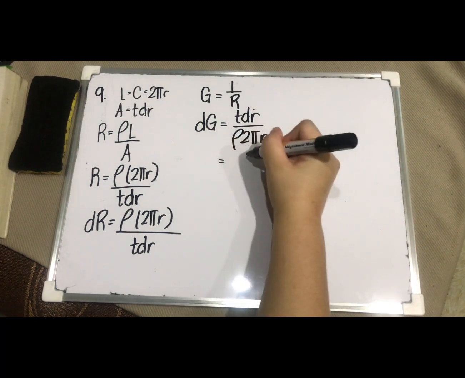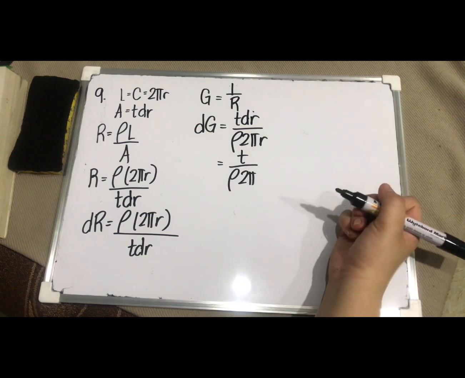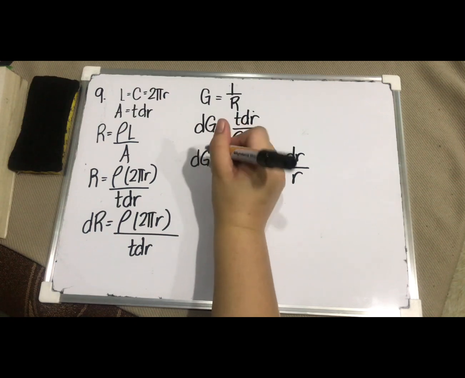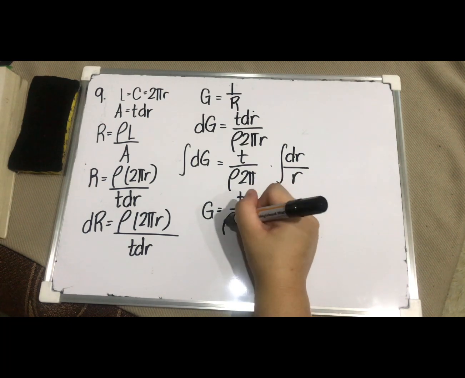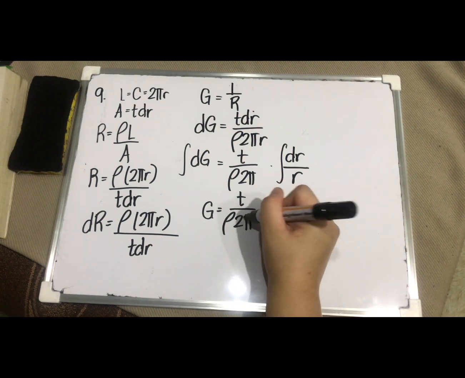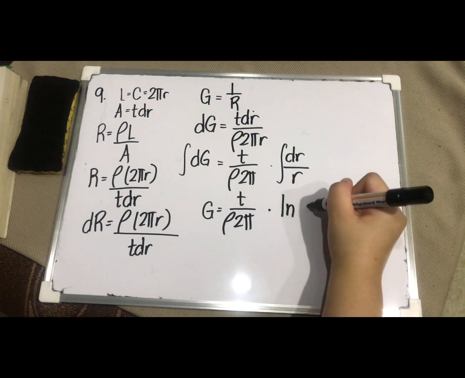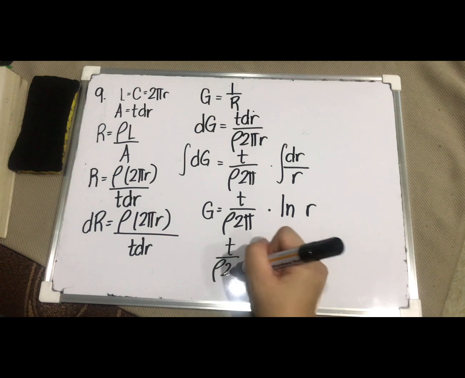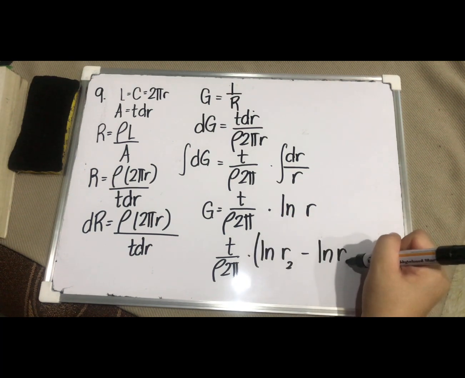So, una, i-extract muna natin yung lahat ng constant. So, matitira dito ay dr over r. And this is dG. Pag in-integrate natin yan, magiging G natin ay T over specific resistance times 2 pi and integral ng dr over r. So, yun nga, ang integral ng dr over r ay ln of r. So, since meron tayong upper and lower limit, ang integral nito ay magiging T over rho 2 pi times ln r2 minus ln r1.